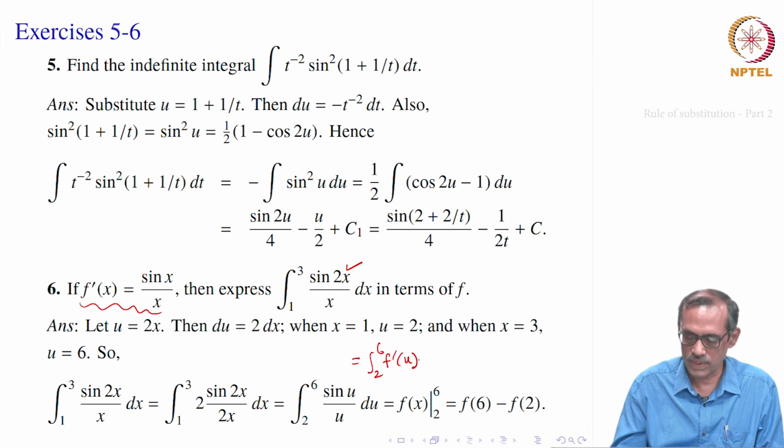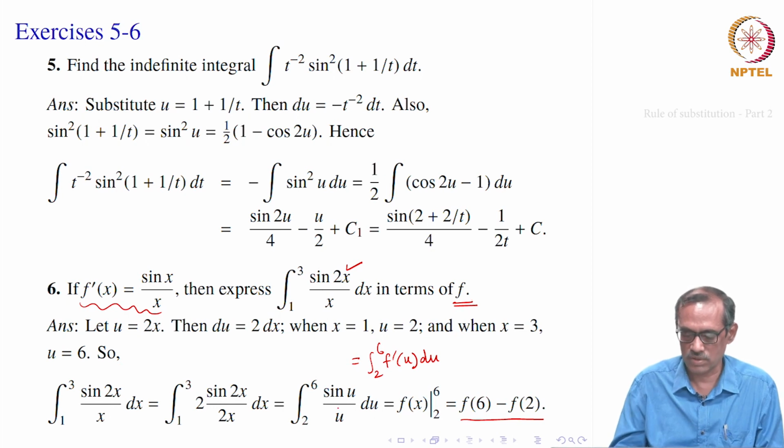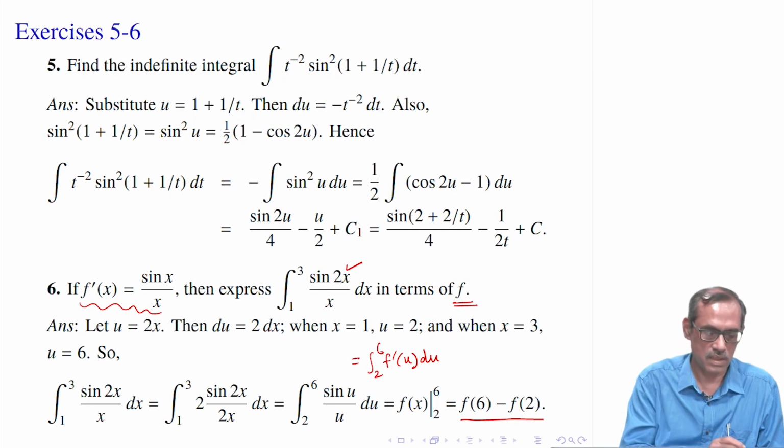of f prime of u du, and by the fundamental theorem of calculus its integral will be f of x. So, f of x from 2 to 6, and that is equal to f of 6 minus f of 2. Now, we are able to express it in terms of f, and in the abstract of course, the indefinite integral will be f of x plus some constant, right. So, when you differentiate it, you would get back. Okay. So, let us stop here.